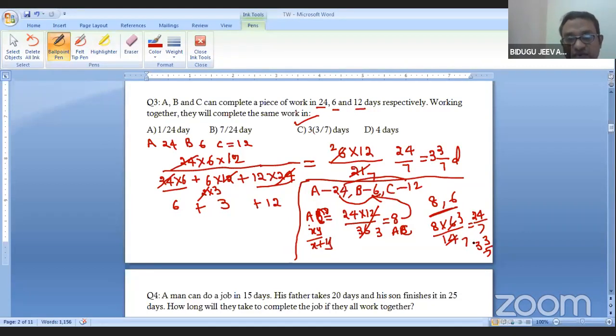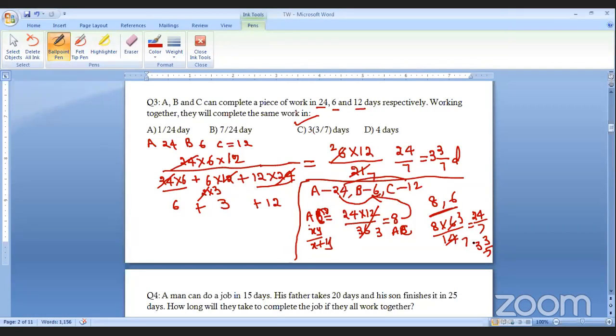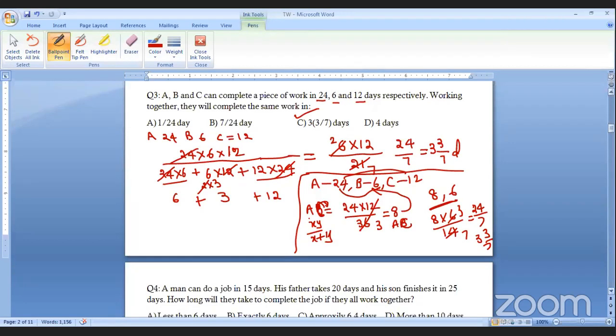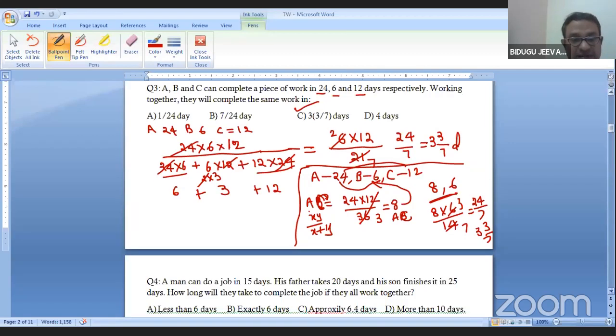Is it right? What I'm doing here, I'm doing XY by X plus Y 2 times. Is it clear? Yes, sir. I'm doing XY by X plus Y 2 times. So I hope you understood. And 3 people are given. Shall I move to the next question?